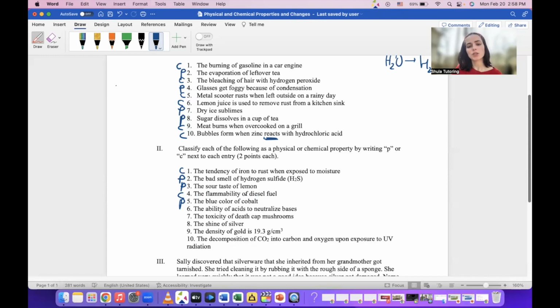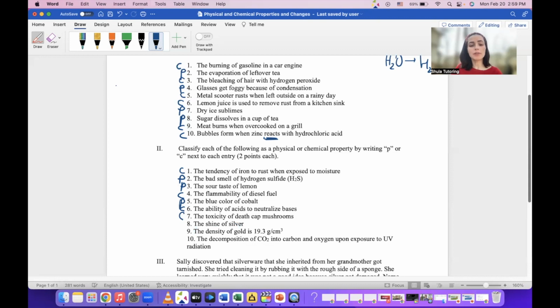The ability of acids to neutralize bases. So when acid neutralizes base, it's changing its chemical nature. As a result of neutralization reaction, we have salt and water that form. So it's a chemical reaction and it's a chemical property. The toxicity of death cap mushrooms. So you can only be toxic if you combine with something else to poison it, right? So toxicity, by definition, is a chemical change because it can only be displayed by chemical reaction.